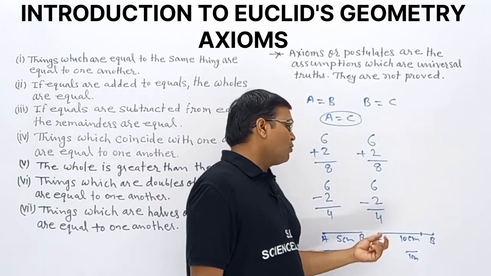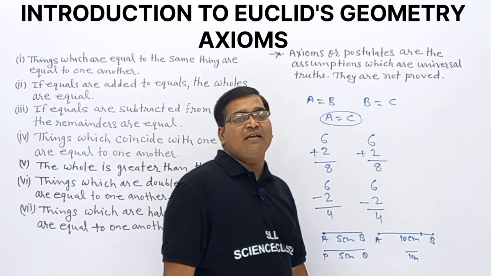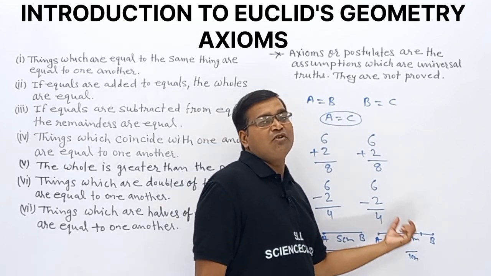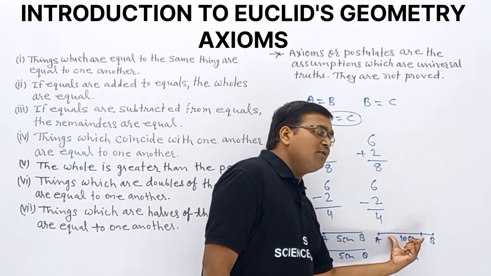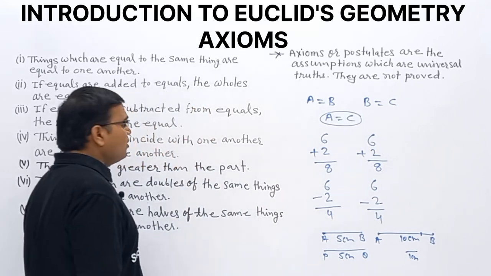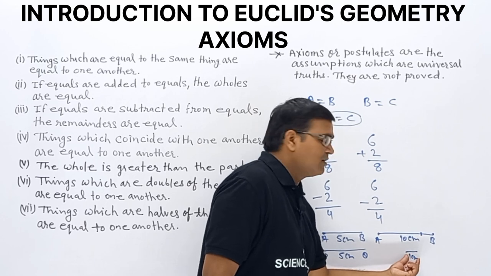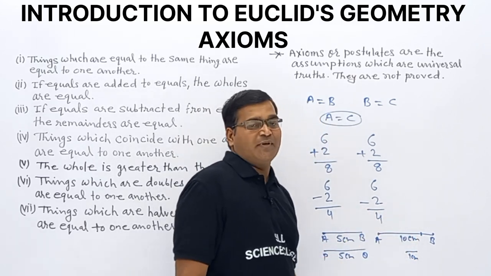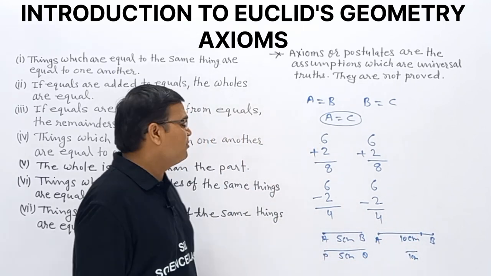Whatever part we are getting will be smaller than the whole. This is the 10 centimeter line. Its part, I am taking 1 centimeter, is always smaller than this one. This AB is always more than this one. The whole is always greater than the part. Yes or no? This is the meaning.